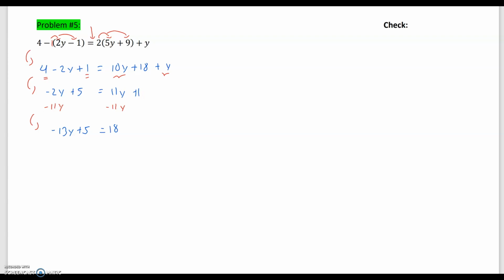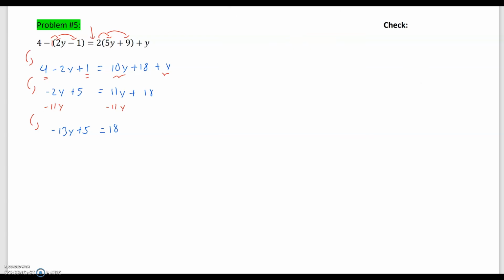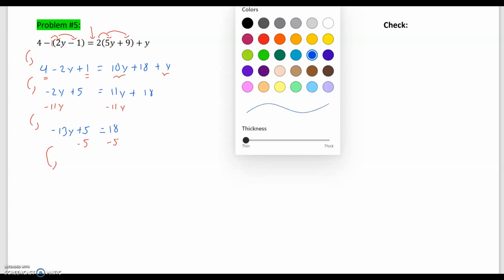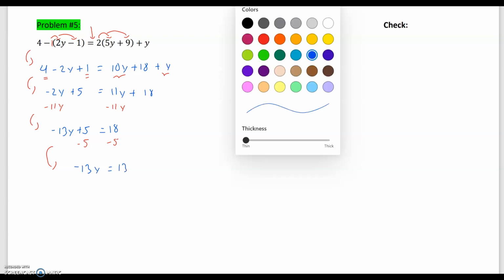There we go. Okay, so let me rewrite it. I did have a mistake. So this will be plus 18 and then equals to 18. And then here, what I'm going to do is I'm going to be subtracting the 5s. And this is going to leave us with negative 13y is equal to 13.